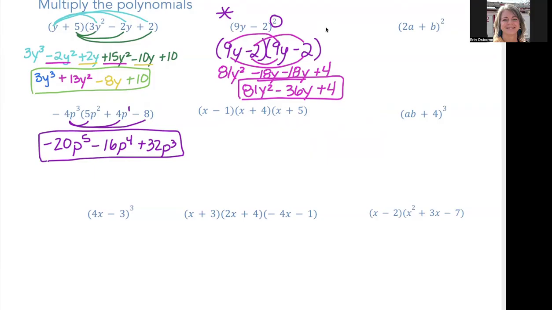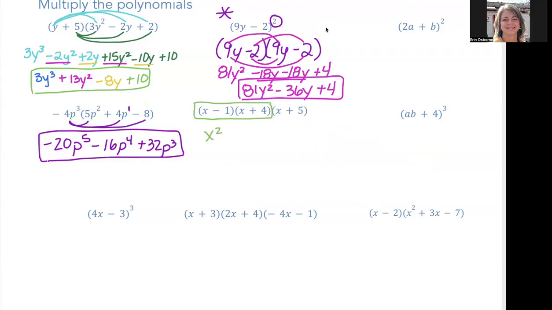When it comes to a problem like this middle one or this one down below, you have to multiply two of them to start and then take that result times the last binomial. So let's do this one in the middle. I'm going to focus on just foiling together the first two binomials.